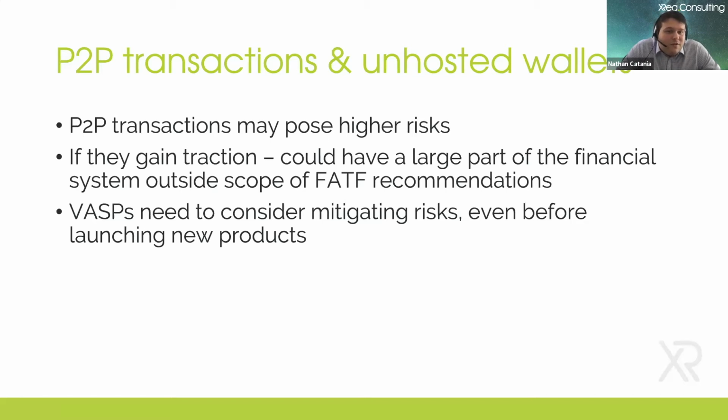One of the threats that the FATF do consider is that if peer-to-peer transactions, if unhosted wallet activities do gain traction, we could end up with a large part of our financial system outside the scope of the existing FATF recommendations. So that's something that could be a longer term threat, because if you do have a large amount of peer-to-peer activity, then it's not involving VASPs, so it will be outside the remit. Remember, these VASPs act as gatekeepers. They're the ones that really police the FATF standards and requirements. So the absence of a VASP means that there's a lot more unregulated activity outside the FATF remit.